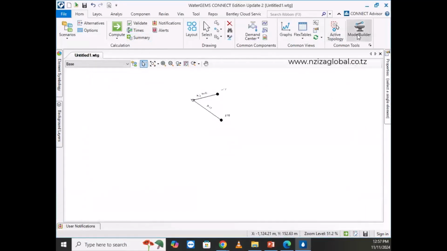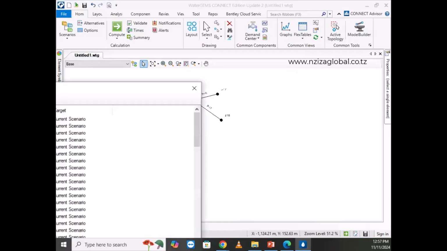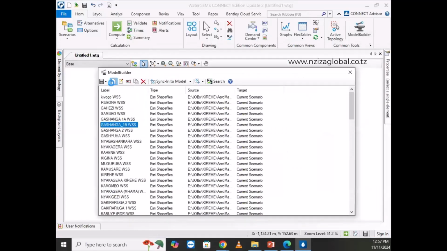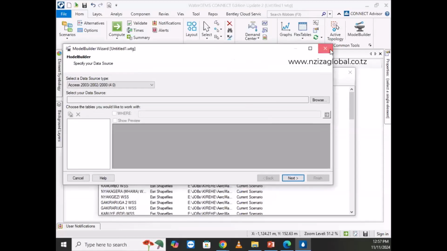So the other tool that you want to know is Model Builder. Model Builder is what helps us to import data. Okay? It helps us to build our models instead of drawing them. So we will see even after how it operates.